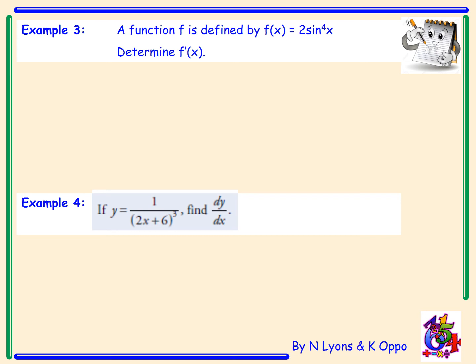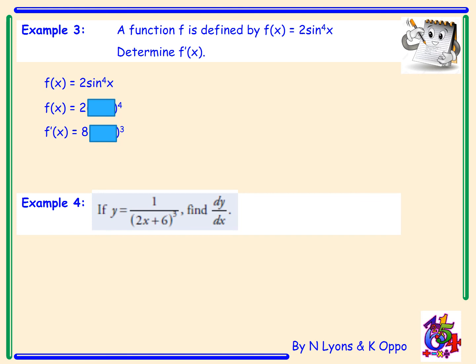Example 3. A function f is defined by f of x equals 2 sine to the power 4x. Determine f dash of x. So f of x equals 2 sine to the power 4x. Now I always write it like this. I prefer to write f of x equals 2 sine x, that's the function, to the power 4. Now do your chain rule, cover it up, do outside the bracket. That's just like having 4x to the power 4. How would you differentiate that?